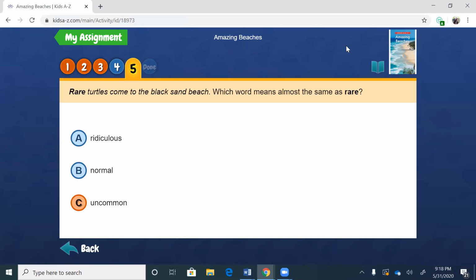All right, boys and girls, I hope you enjoyed reading about all those amazing beaches. And today on Zoom, be prepared to share which one you like and why.